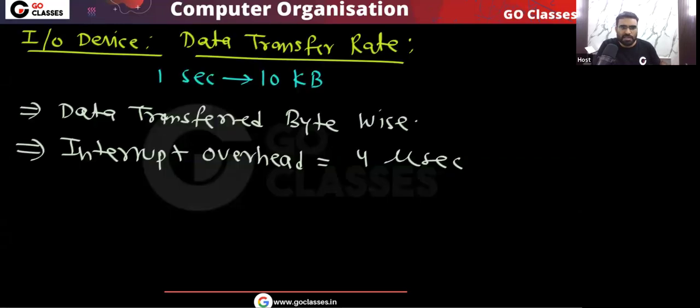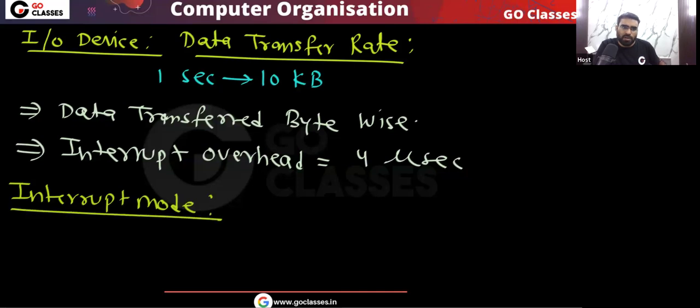So you can easily see that. First, let's talk about interrupt mode. Okay, is this clear? In the interrupt mode, you are transferring 10 KB data per second. Remember, this device is transferring 10 KB data per second. Now, in the interrupt mode, how much time will be wasted for 10 KB? Let me know.